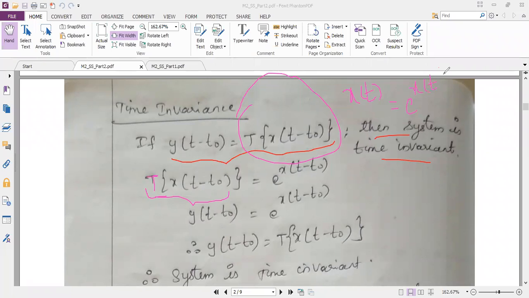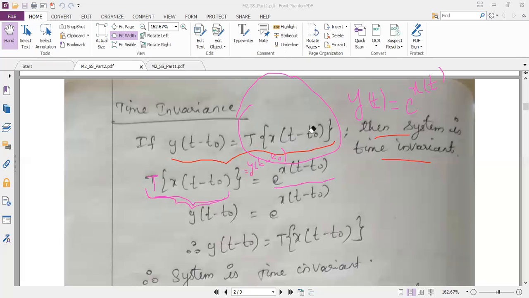Sorry, it is not x of t. What is given here in the question is y of t. So y of t is equal to e power x of t. I know that the operation on x will give me y, which is nothing but y of t minus t naught. So as per the question, y of t is e power x of t, so if it is y of t minus t naught, it is e power x of t minus t naught.